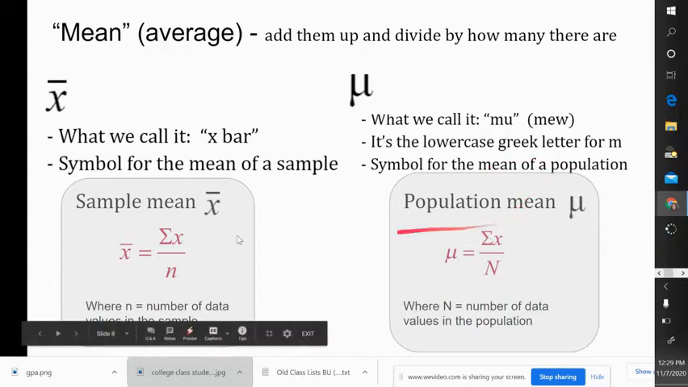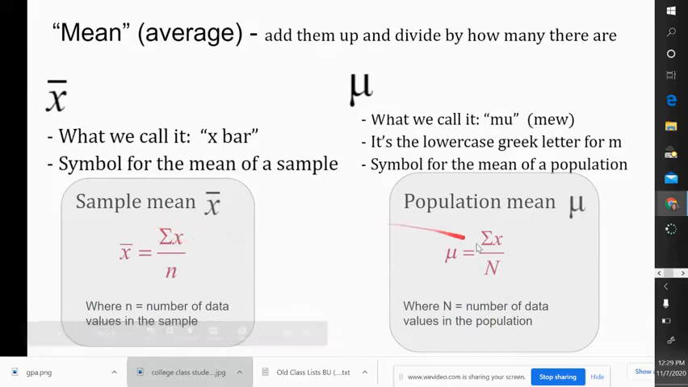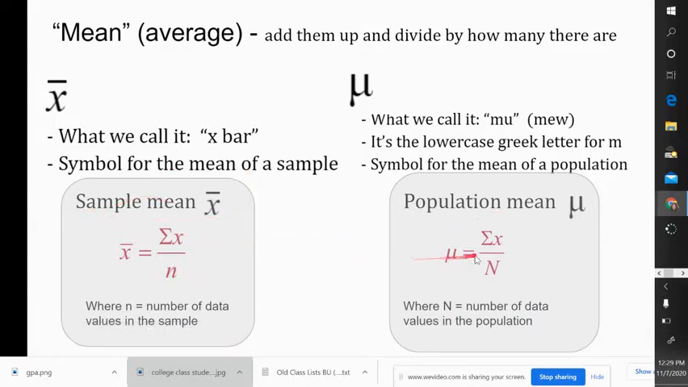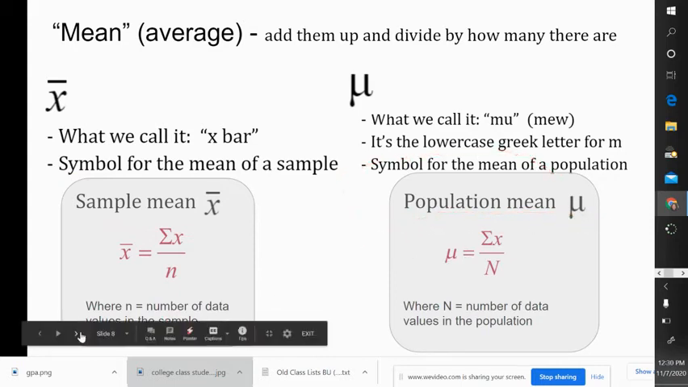So look at these two formulas for a second. This guy means find the average. This guy means find the average. This guy means add up all the x's. This guy means add up all the x's. This little guy says n is the number of data values in your sample. And this capital N is the number of data values in your population. These are the exact same formulas. It's just, are you only looking at a sample or are you looking at the whole population? That's the only difference between those two.